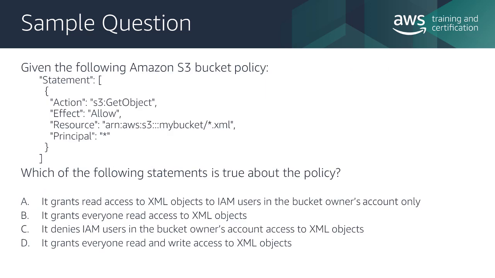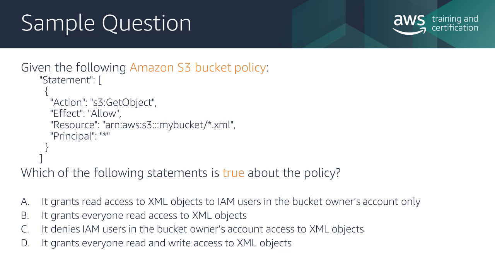Next question. You've got an S3 bucket policy. So what is true about this particular policy statement? First of all, we break it down. It's an S3 GetObject. It's going to allow against which resource? Well, it's a particular S3 bucket and only files that end in .xml. And the principal is star, meaning it's going to allow it for everyone.